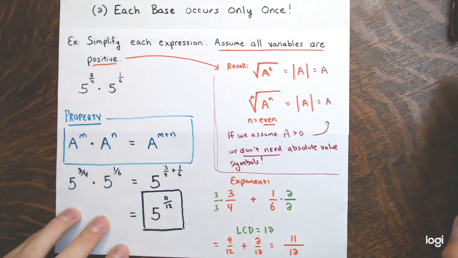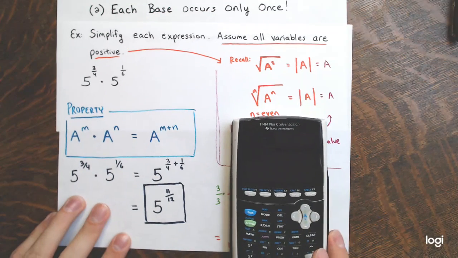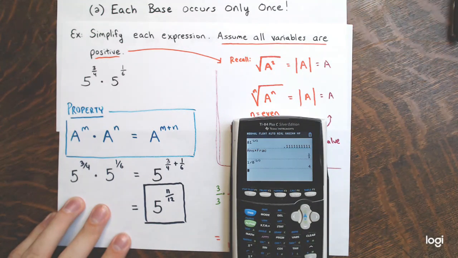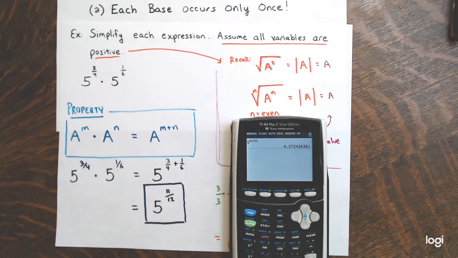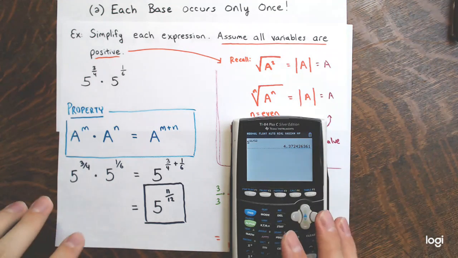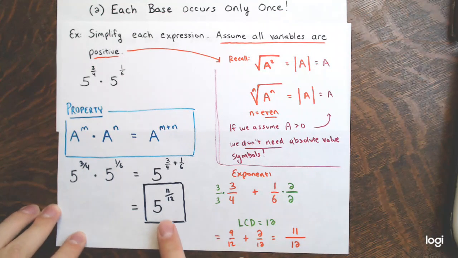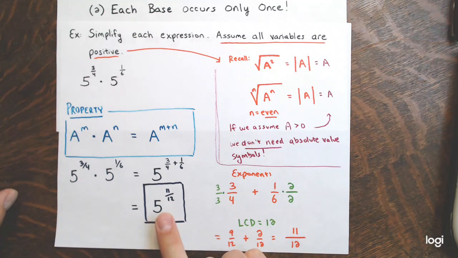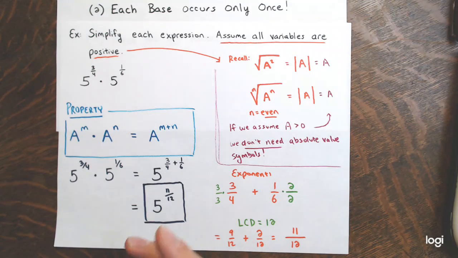And let me show you, this is not a nice rational number. Let me show you what 5 raised to the 11/12 power is: some crazy decimal, 4.372426361. It's one of those irrational numbers where the decimal would go on forever without ending or having a repeating pattern. So this is where I would stop. I can't write this as a nice simpler rational number. 5 to the 11/12 power is as simple as this expression will get for me. Okay.